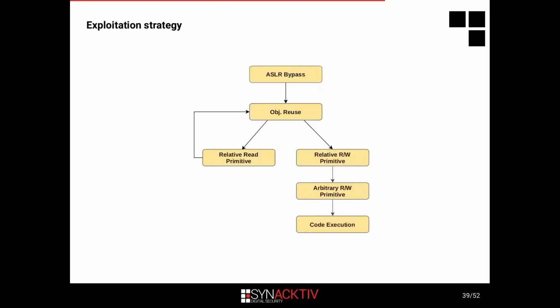To summarize our exploit strategy, we will trigger the vulnerability a first time and use the arbitrary decrement to get a first relative read primitive. We will use this primitive to find the address of better objects in memory. Then we can use our vulnerability and the arbitrary decrement one more time to get a better primitive. This primitive is a relative read and write. And with a relative read and write, we can achieve arbitrary read and write and get code execution.